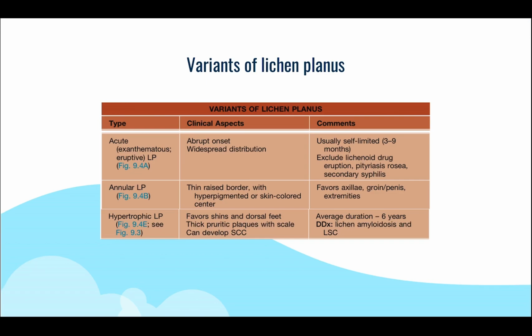Now, for the variants of lichen planus, there are many variants, but we're going to discuss the most significant ones. So the first one is the acute exanthematous or eruptive lichen planus, which is the most common variant. It starts abruptly and has a widespread distribution. Then there is the annular lichen planus, which forms thin raised border with a hyperpigmented or skin-colored center. It usually is in the axilla or groin. And then there is the hypertrophic lichen planus, which is usually on the shins and mostly in black males, and these patients can develop squamous cell carcinoma.